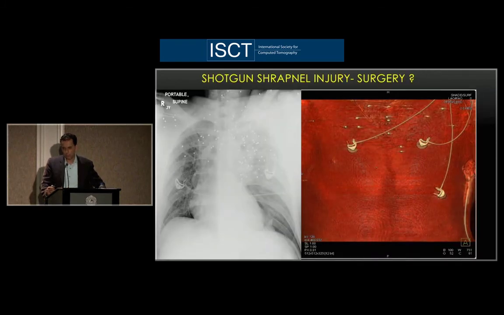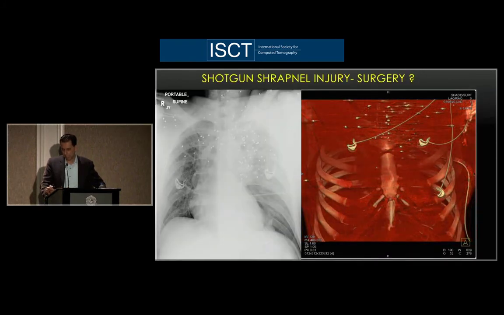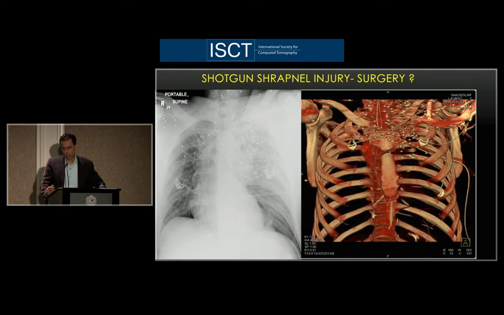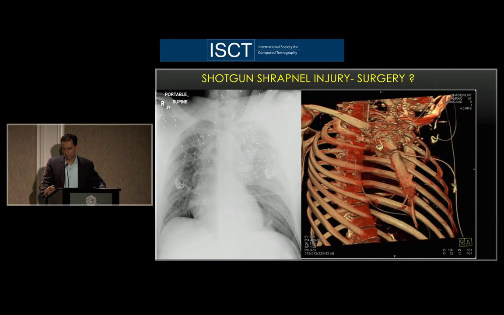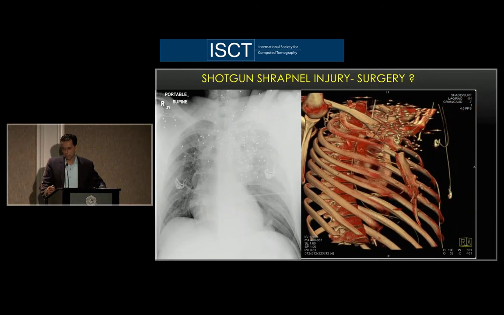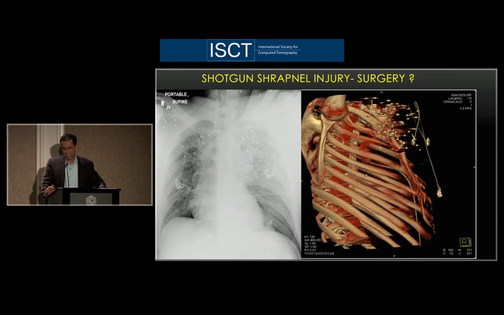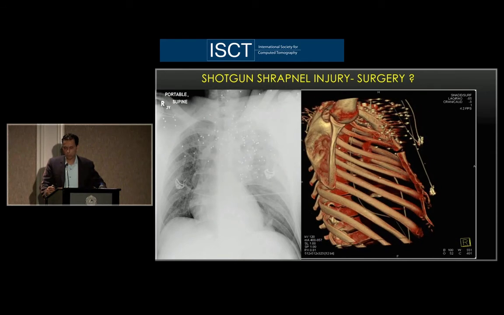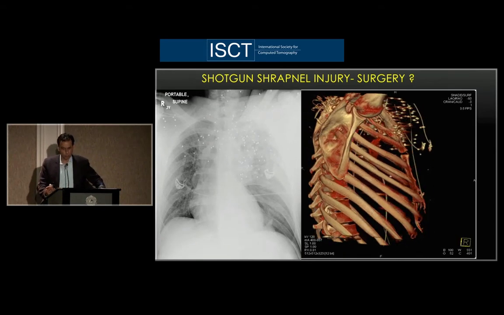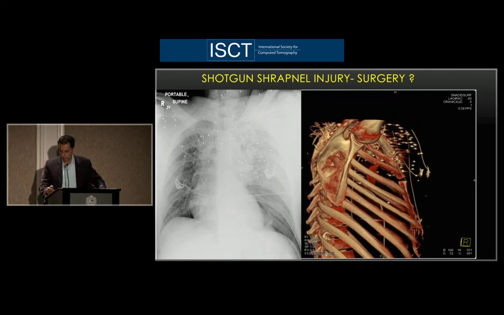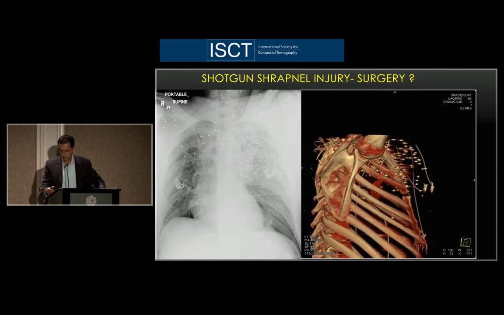In this example, initially I was asked by the trauma surgeon what to do in this particular patient. You can see there are numerous shotgun blast and bullet fragments throughout the thorax. The surgeon didn't know what to do. He had no idea what to do. There were so many of these fragments, he didn't know what was going on with the patient, so we just did a CT.